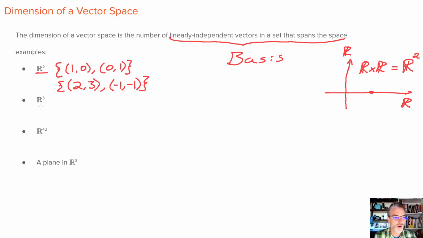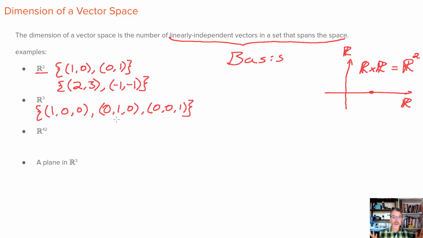Okay, and it's similar for R3. We have our standard normal basis, the one you all know and love. It just has these 3 unit vectors along the axes, like this. But foreseeably, you could come up with another basis for R3. Now, to find out the dimension of the space, we just have to count the number of vectors in this basis. We've got 3, and so the dimension is 3 for the space.